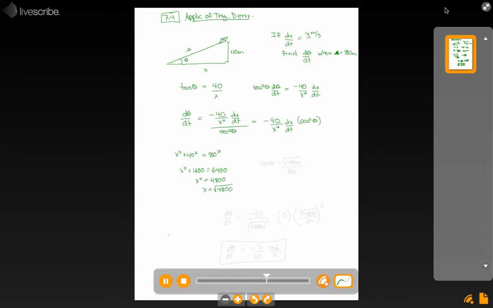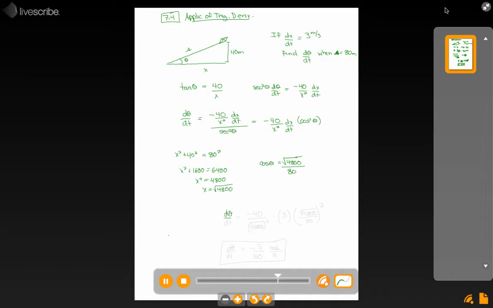I could rationalize and fiddle with that, but I notice when I put it in here, I'm actually going to square it anyway, so no point in doing that. The same is true with cosine squared theta. I could find theta, but I don't really need to because I can just say cos theta is adjacent over hypotenuse. It's x over s, so it's this root 4800 I just found divided by 80.